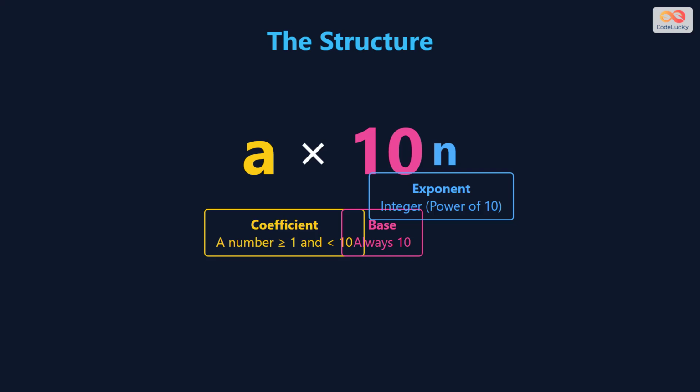Let's look at the structure. Scientific notation has three main parts. First, we have the coefficient, represented here by a. Then we have the multiplication sign, and finally, the base of 10 raised to an exponent, n. Understanding these parts is key to mastering the conversion.